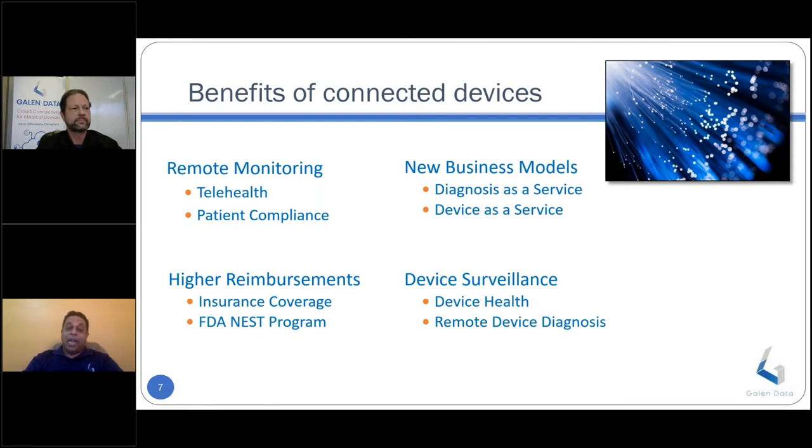And then ultimately, for your engineering teams, it's helpful to know how the device is performing, getting device logs, and understanding the device health in the field. If there's an issue in the field, you're able to do remote diagnosis. For your quality teams, you can capture information in case there is a complaint or some sort of action that needs to be taken. So all that helps with having connected devices.